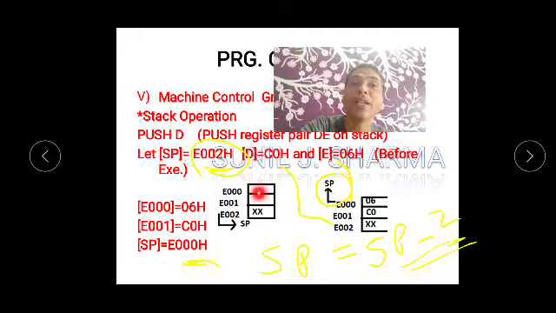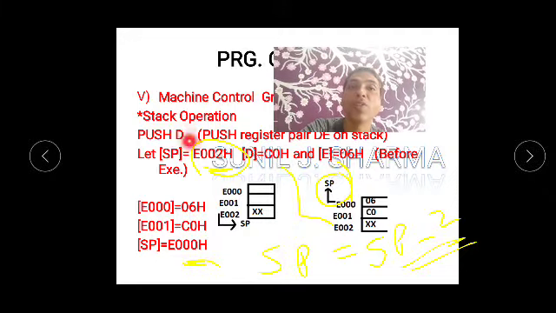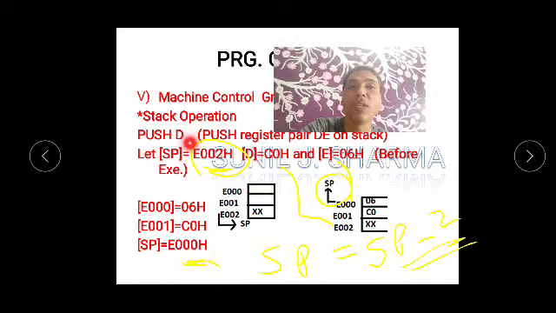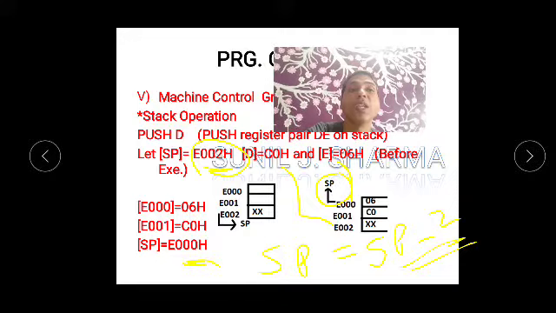To add the data on the stack. Okay, so right now we are adding the contents of the DE pair according to the instruction, because you can use any of the pairs, but here we are using only the DE pair. So the contents of D will be put first and then the contents of E. Okay, so I hope you can see the contents of E001 will be C0, the contents of E000 will be 06, and the stack pointer will be pointing to this position, that is E000.